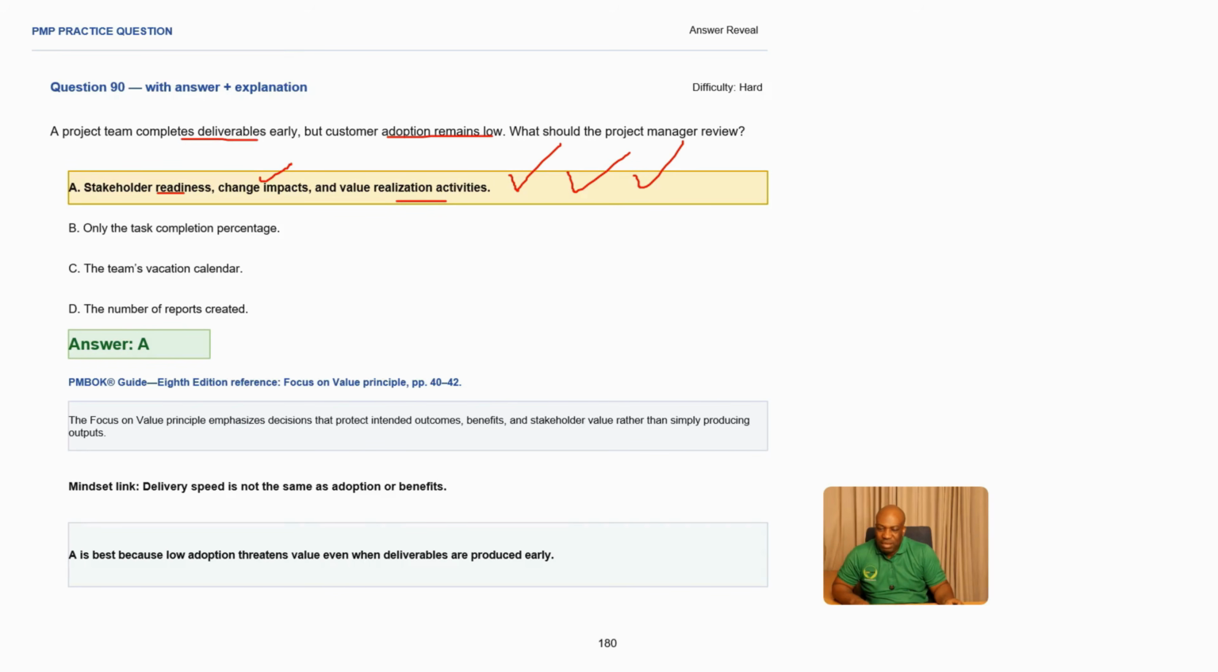How do we reference our PM book? We focus on value principles. What is the mindset that we're talking about? Delivery speed is not the same as adoption or benefit. This is a very important mindset. You might do something very fast, but it does not mean that it's going to be adopted by the users or beneficial to the users. So in terms of value, making A the best answer, because low adoption threatens value even when deliverables are produced early.